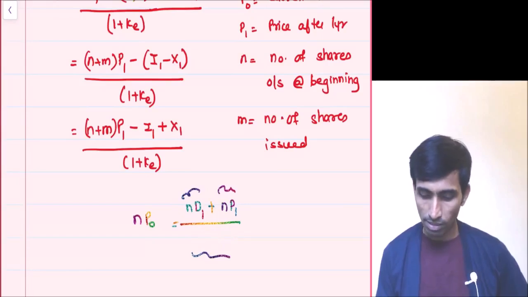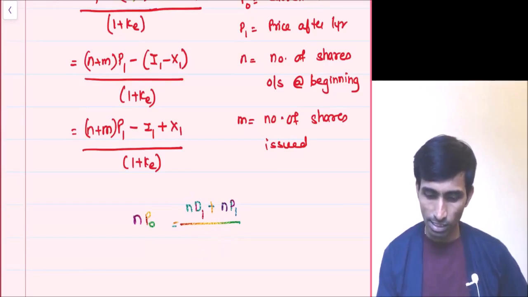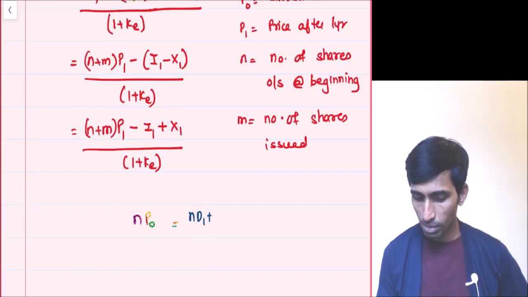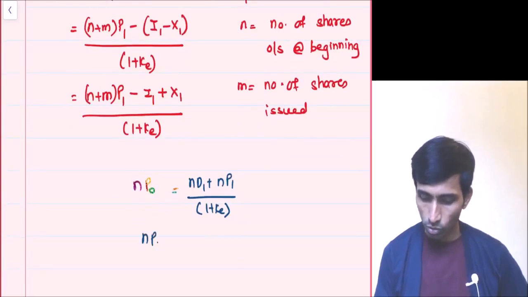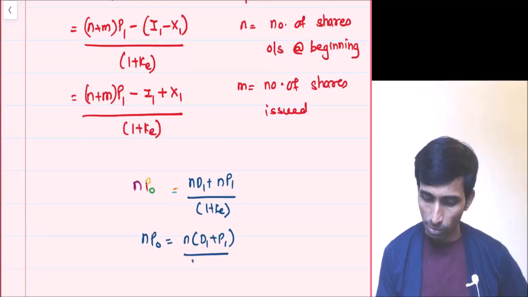If you remember, see how the formula has been done. There is no rocket science in this. Let me write it like this. N D1 plus N P1 upon 1 plus KE. So NP0 is equal to, I can take N as common, D1 plus P1 the whole divided by 1 plus KE. So ultimately you understand what they have done.